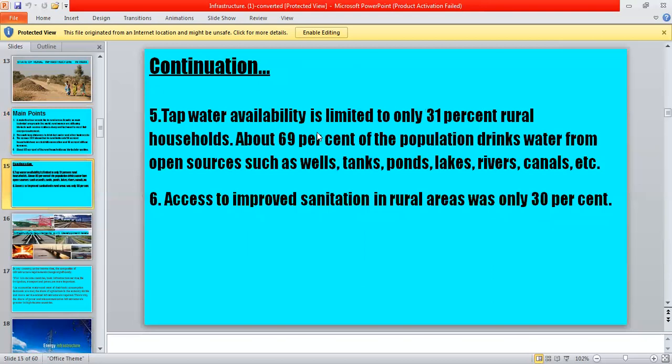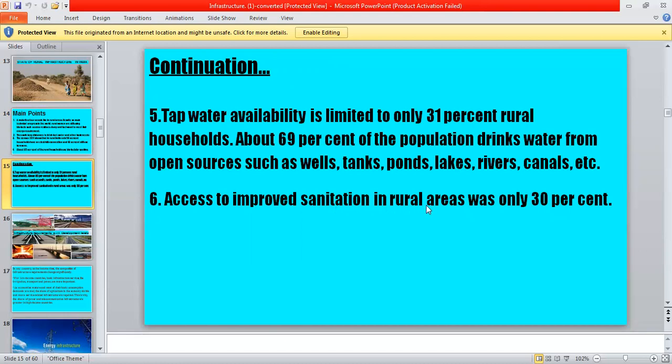Then tap water availability is limited to only 31% of rural households. Safe drinking water is not available. 69% of the population drink water from open sources: wells, tanks, ponds, lakes, rivers, canals, etc. Now, this is one of the basic reasons why we have so many communicable deaths. The communicable diseases which are communicated through water are maximum in India. It is because of these open water sources. Access to improved sanitation in rural areas was only 30%.